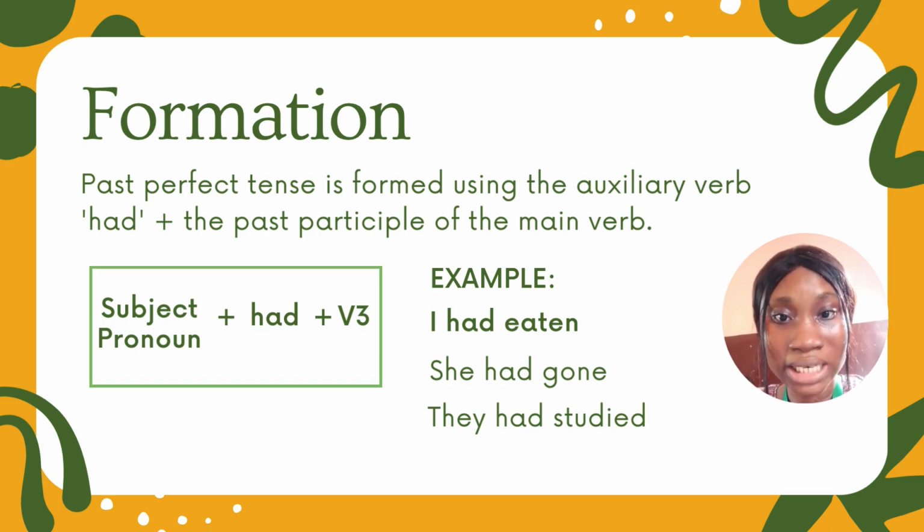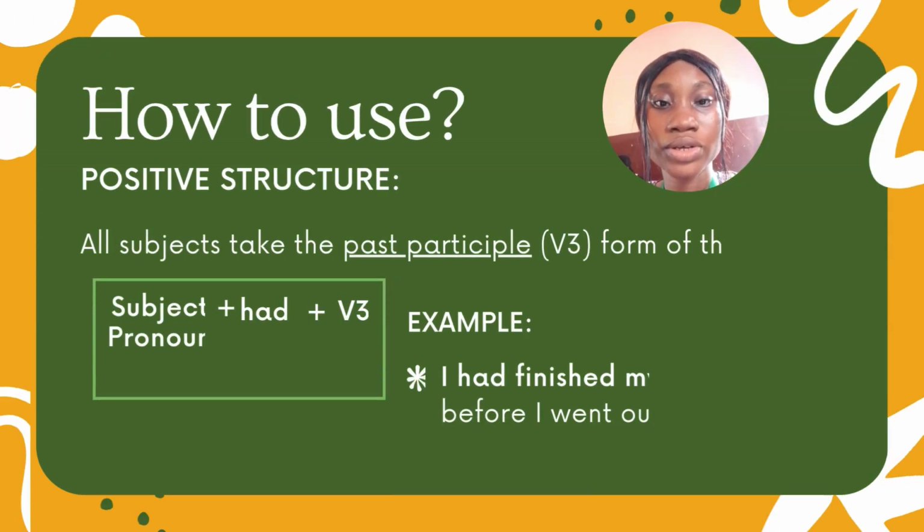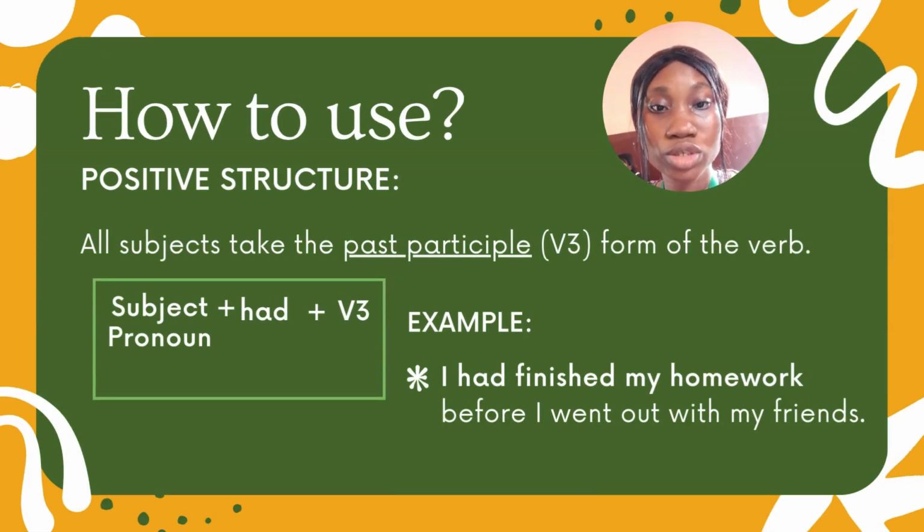So we make use of had plus the past participle of the main verb. Examples: I had eaten. I is the subject, then had, then eaten. She had gone. We have go, went, gone. So not she had went, not I had ate, but I had eaten. She had gone. They had studied. So you can make use of your past perfect tense to construct positive sentences.